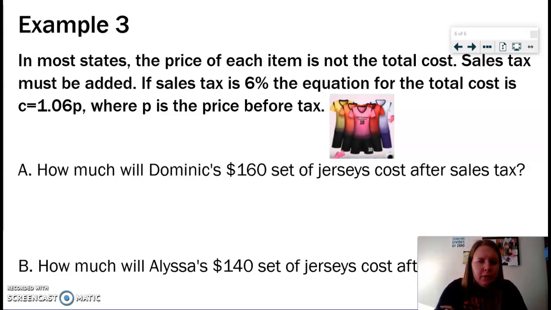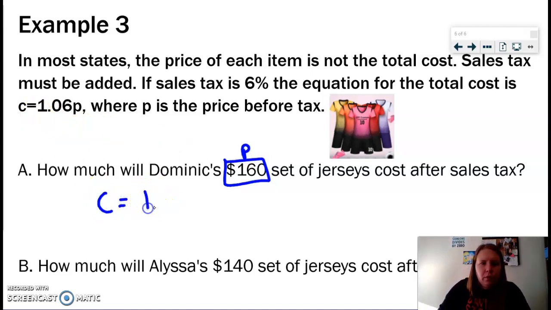So we have two questions about figuring out the total price after sales tax. A, how much will Dominic's $160 set of jerseys cost after sales tax? So here's the price, or my P, and all we're going to do is continue with that substitution. So we're going to have C equals 1.06, and instead of P, let's plug in that 160.